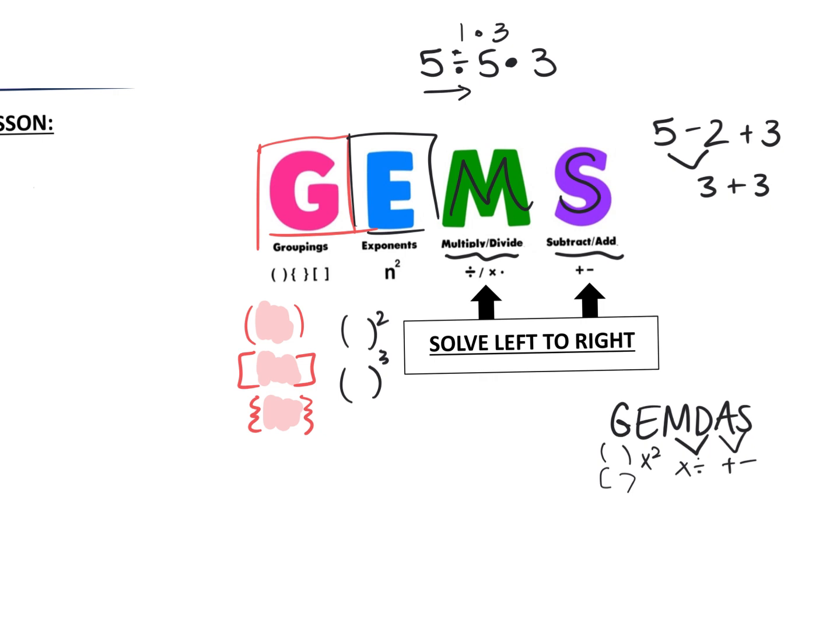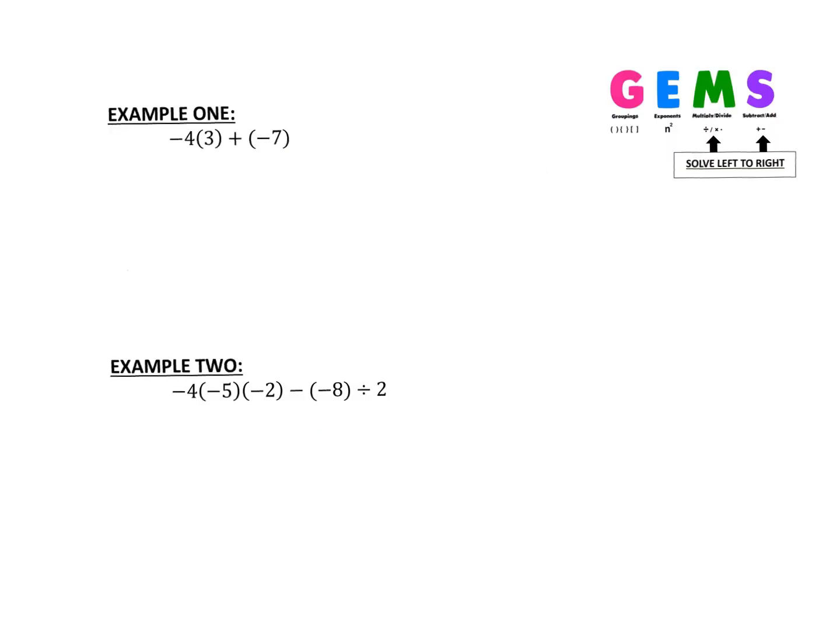We use the order of operations so that we all get the same answers to a problem and that we do things in the same order. If we didn't have that, we'd all be getting different answers. So now let's go ahead and actually try some problems where we use the order of operations. All right, I have 2 examples here, so let's go ahead and start with the first one.